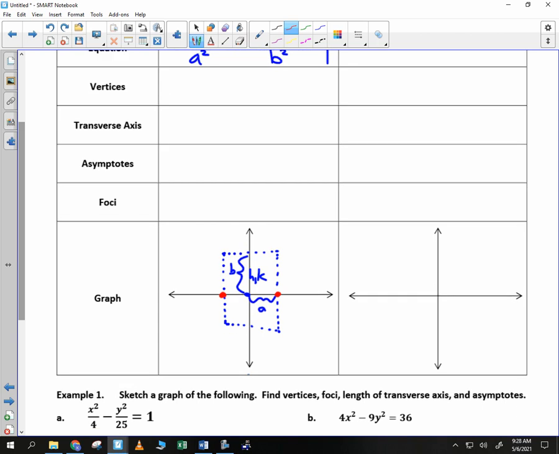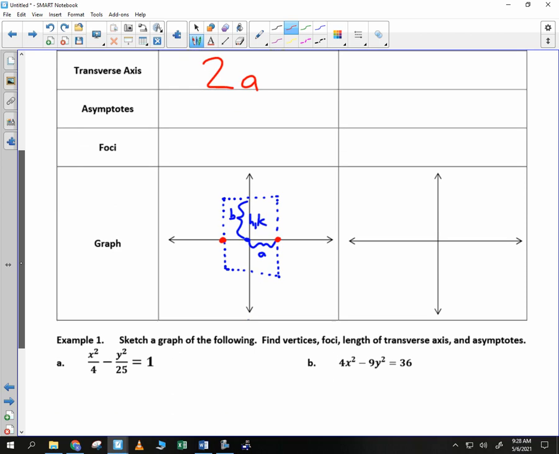So my vertices, from this center, I move a units out and a units back. A units to the right, a units to the left. So the vertices are (h plus or minus a, k). We good with that? The transverse axis is the distance between the two vertices. Can somebody tell me the distance between the two vertices? 2a.